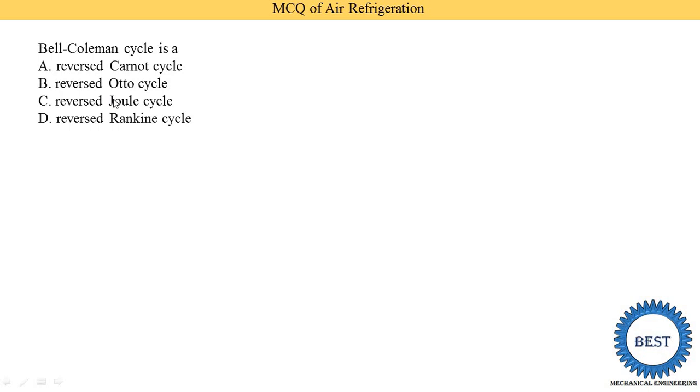Generally, all of you know that the Bell-Coleman cycle works on the reverse Brayton cycle. The Brayton cycle is also known as the Joule cycle. So Bell-Coleman works on the reverse Brayton, and its name is also the reverse Joule cycle. So option C is the correct answer: the Bell-Coleman cycle works on the reverse Joule cycle.